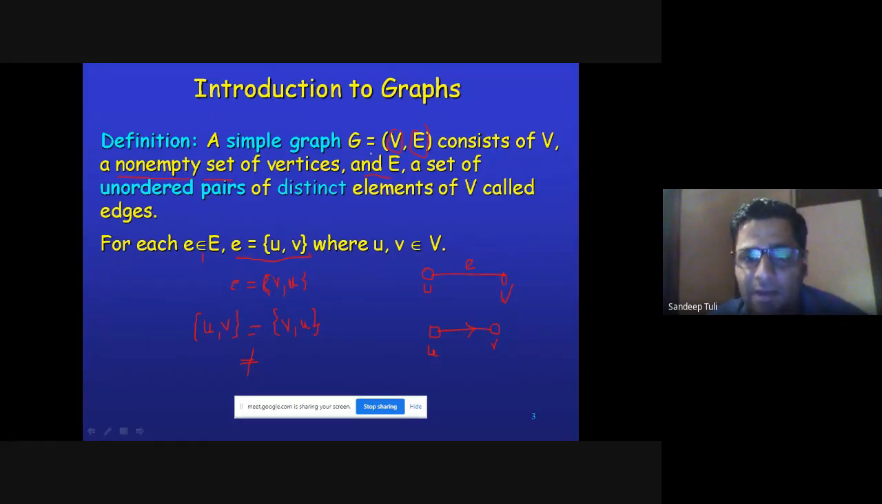A simple graph G = (V, E) consists of V, a non-empty set of vertices, and E, where E is a set of unordered pairs of distinct elements of V, which are called edges. Unordered means that if I write u and v or I write v and u, both are the same. Done? Can we move ahead now?